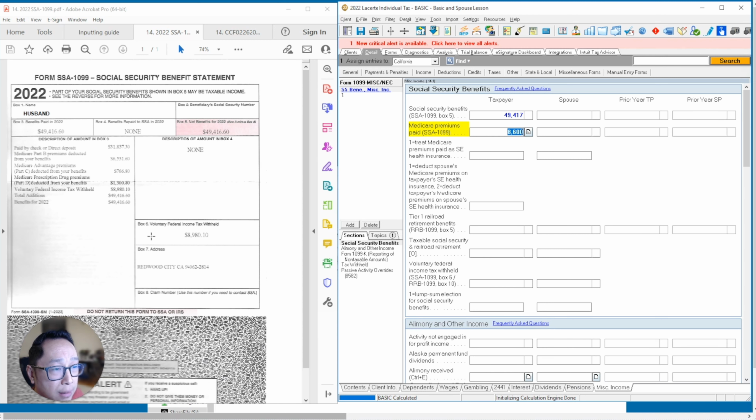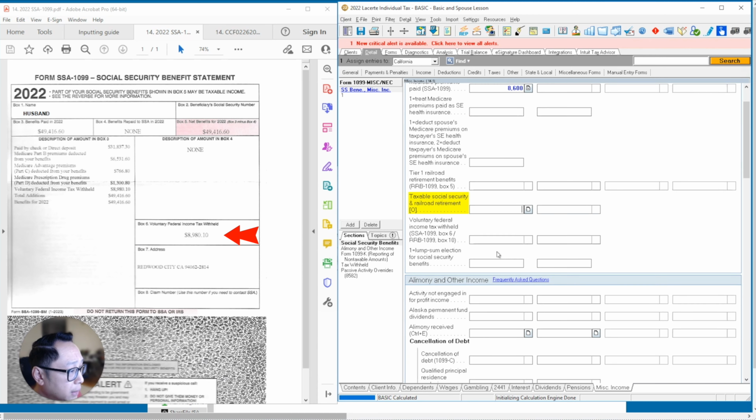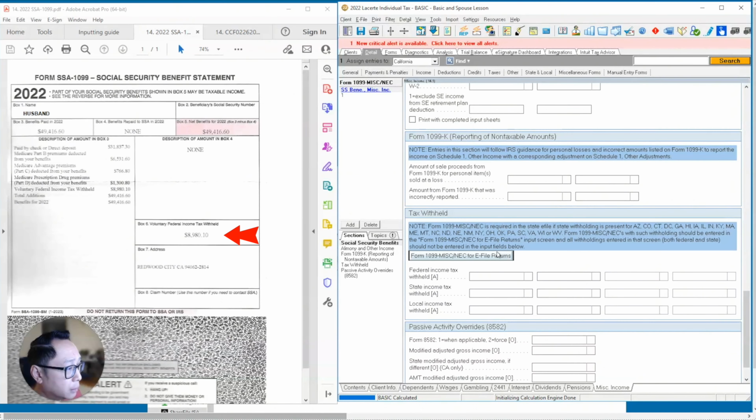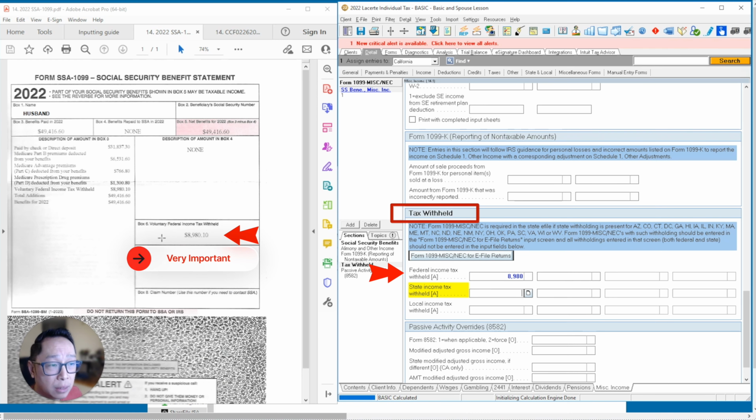Now the next thing is box 6. For box 6, you have to scroll down to get here, and it's a little hidden. This is federal tax withheld. There's no number label here, so we just have to know exactly where to enter it. You'd enter it right here, 8980. And don't miss this, it's very important. Sometimes you see 0 or blank, but if there is a number in there, we have to make sure we capture it. Usually there isn't anything for state. We only have to worry about the federal side.